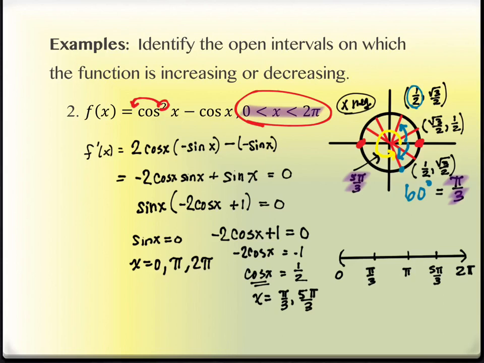We need to test a value in between these things, right? We need to test something in between 0 and pi over 3, in between pi over 3 and pi, and so on. That's what we need to do. So I would like for you to just think about what you know about pi. What is pi approximately?